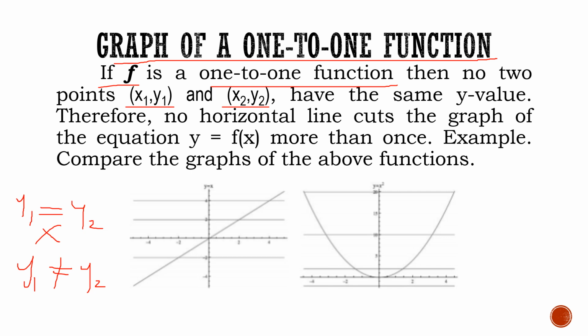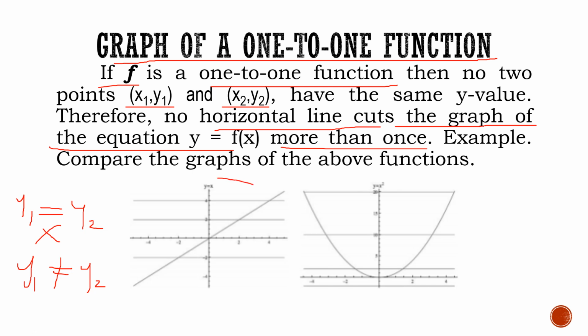Therefore, no horizontal line cuts the graph of the equation y equals f of x more than once. Meaning, once you're dealing with a one-to-one function, there is no point of intersection, more than one, between your horizontal line and your graph. So for example, compare the graph of the above functions.